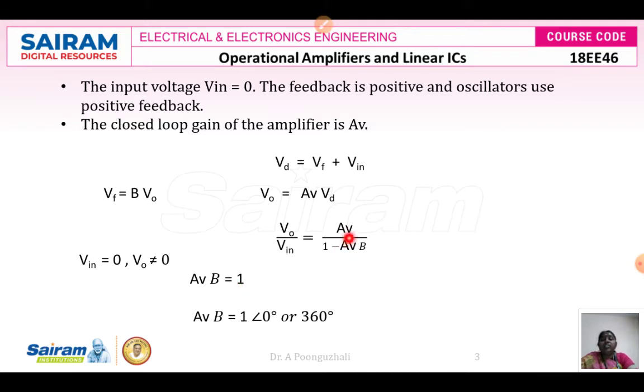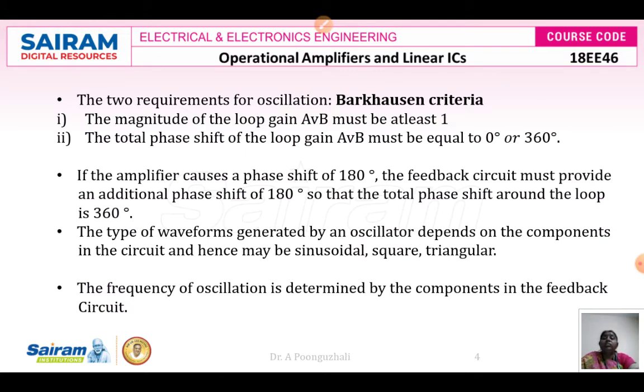The next condition is that the angle of AVB should be 0 or 360 degrees, and the gain should be 1. If these conditions are satisfied, then the oscillator is going to oscillate. These are the two conditions for the oscillator to oscillate: the magnitude of AVB should be 1 and the phase angle of AVB should be either 0 or 360 degrees. These two conditions are called the Barkhausen criteria. The magnitude of the loop gain AVB must be 1 and the total phase shift of the loop must be 0 or 360 degrees.